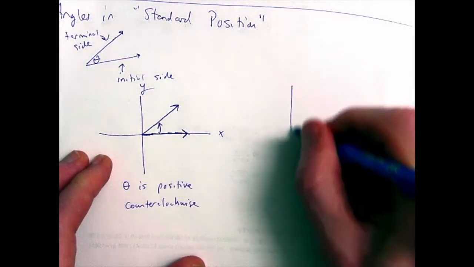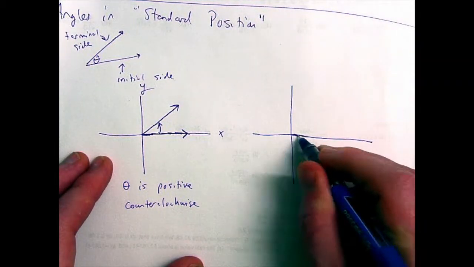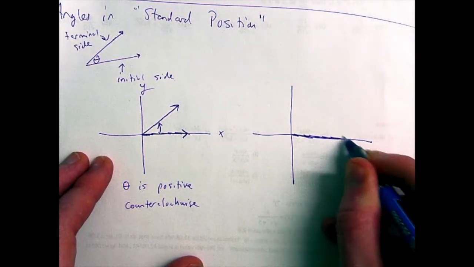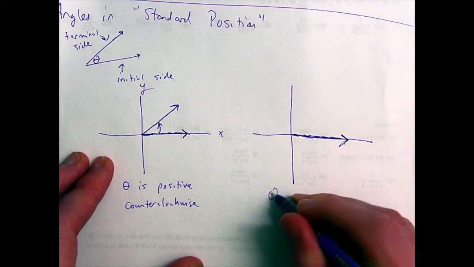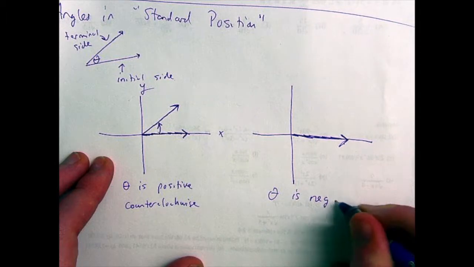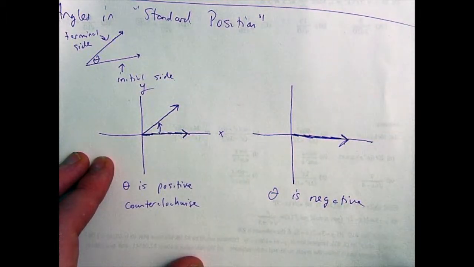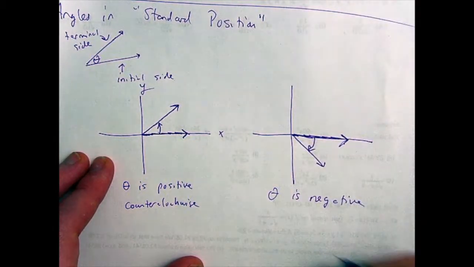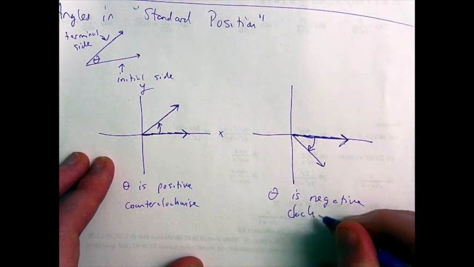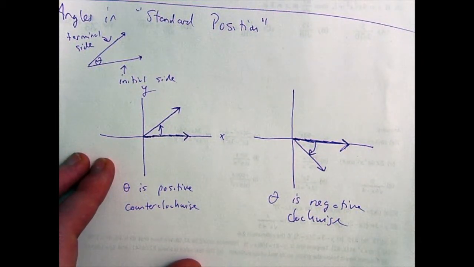On the other hand, if you have a negative angle and you want to graph it in standard position, again, you put the initial side along the positive x-axis. The only difference is that if your angle is negative, then instead of opening it in the counterclockwise direction, you actually open it in the clockwise direction. So that's the difference between positive and negative angles.